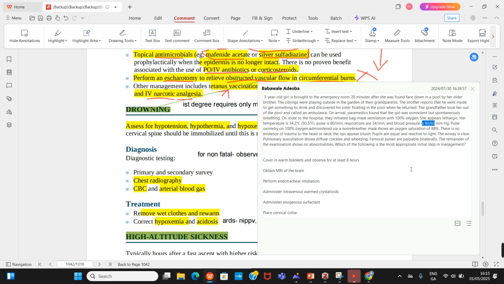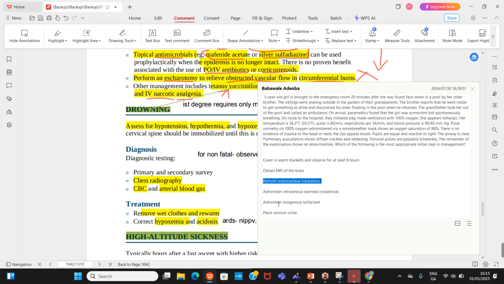Intubation. Intubate this patient. This patient has cyanosis even with 100% oxygen, and the saturation is 88. There is hemodynamic compromise, 90/60. We can never cover with one blanket and observe. No, this one is going to die. So we need to quickly perform endotracheal intubation.